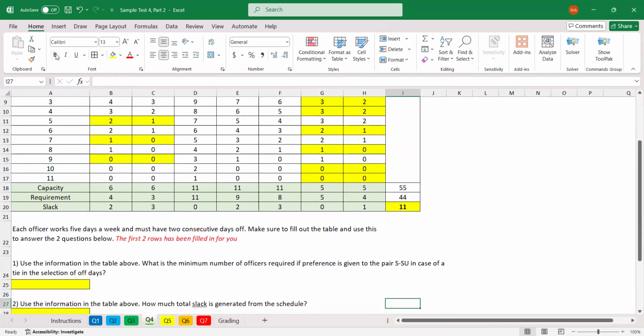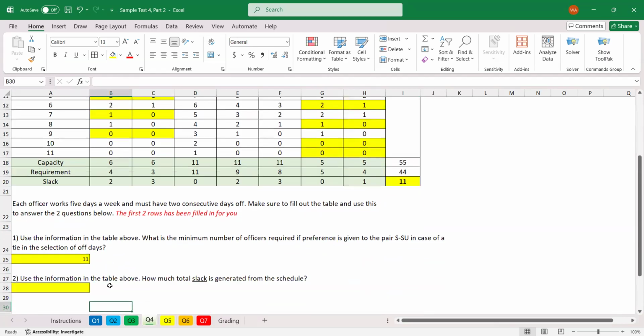Okay. So to answer the question here, what's the minimum number of officers required? I'm going to say 11. That is off of the highest count we have here. Okay. How much total slack? Total slack is also 11.